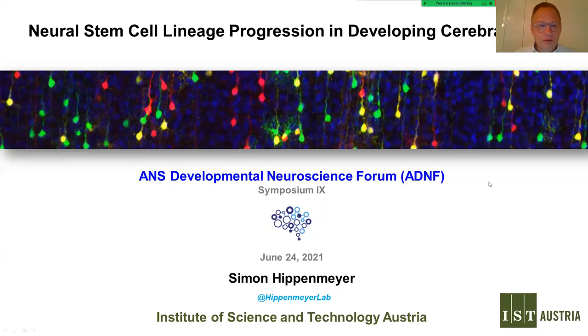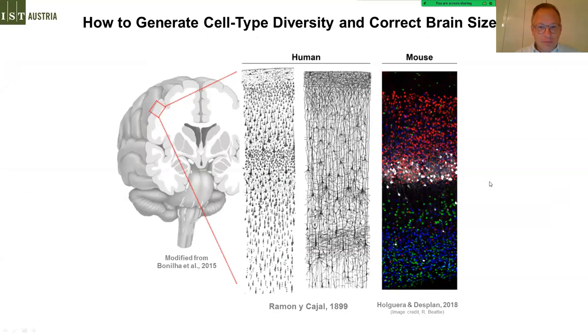So I benefit actually from my wonderful colleague Juliette, who just introduced cerebral cortex development. But a major question that we are asking in the lab is actually how you generate a brain of correct size and the correct amount of cell type diversity. And this is illustrated here and known for a long, long time.